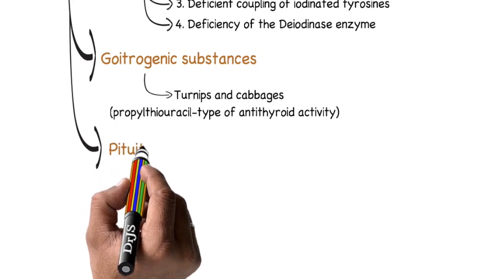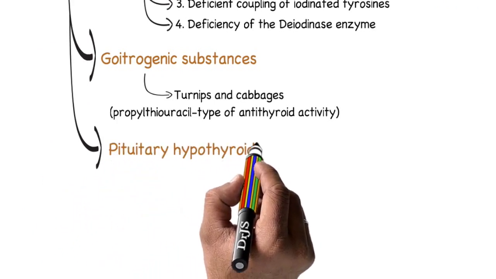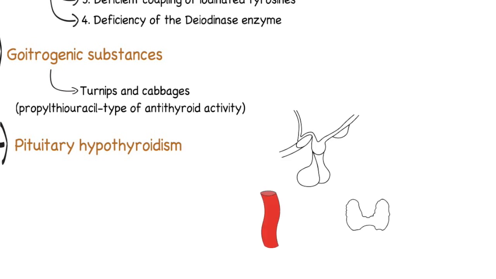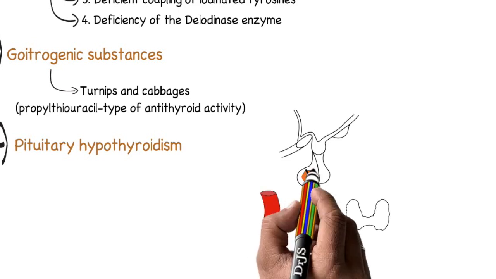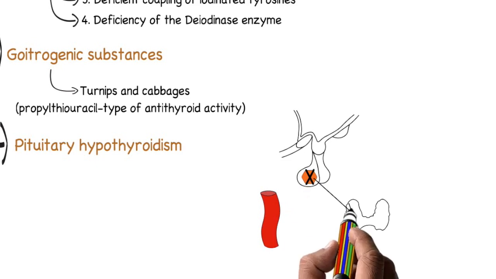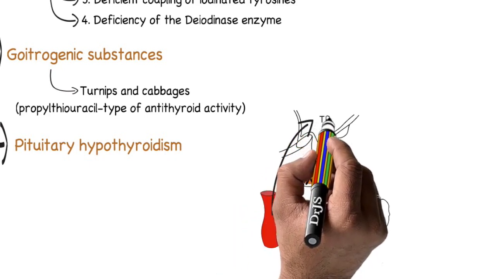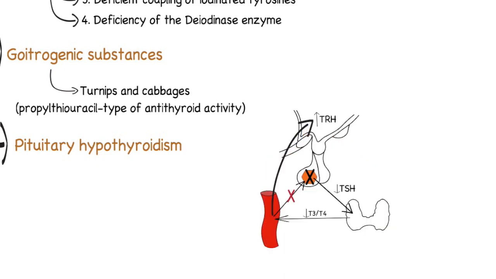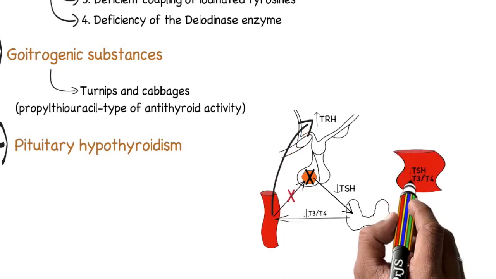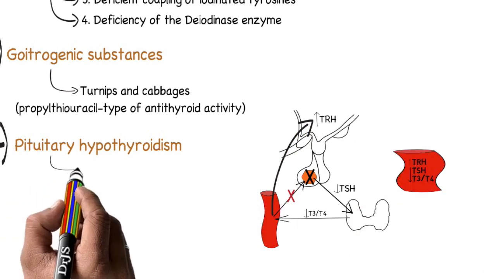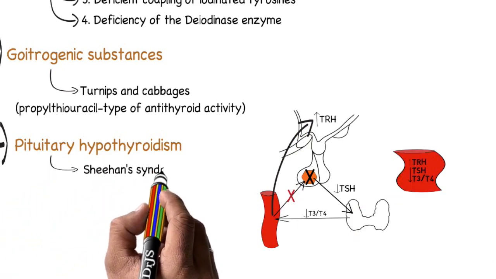Pituitary hypothyroidism. In this case, there is destruction of the anterior pituitary cells like thyrotropes, etc. As a result, there is decreased production of TSH, T3 and T4. The decreased thyroid hormones cannot stimulate the anterior pituitary because of its destruction, but TRH can be released by the hypothalamus. This type of condition is found in Sheehan's syndrome.